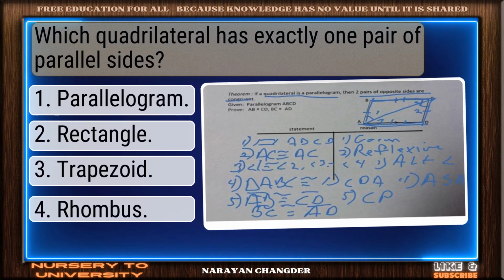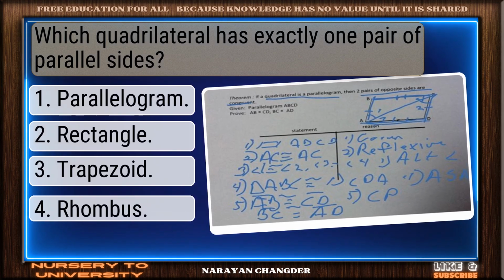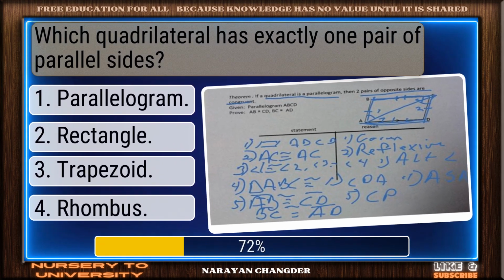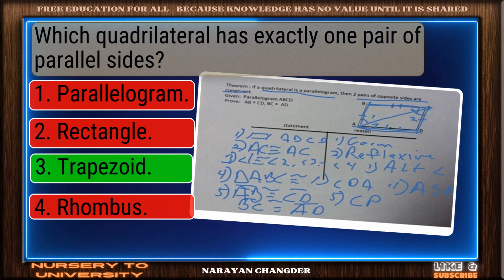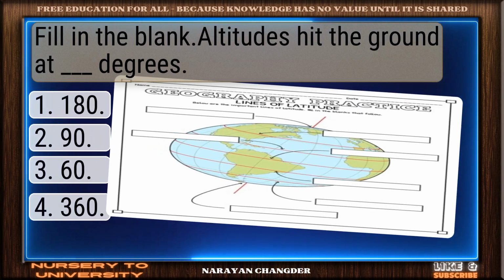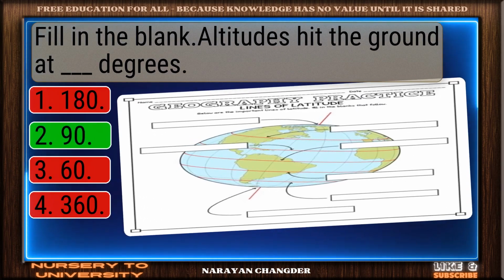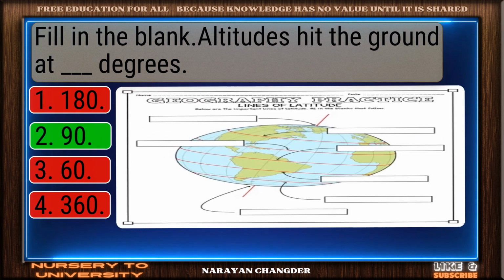Question number 51. Which quadrilateral has exactly one pair of parallel sides? You're right. Trapezoid is the correct answer. Question number 52. Fill in the blank. Altitudes hit the ground at dash degrees. Correct response. 90 is the most accurate answer.